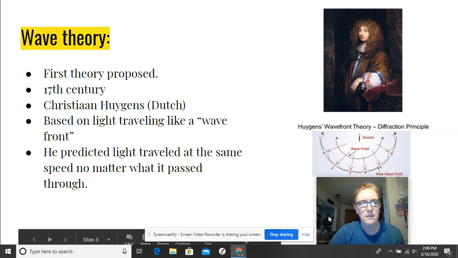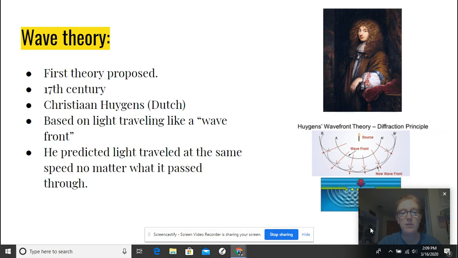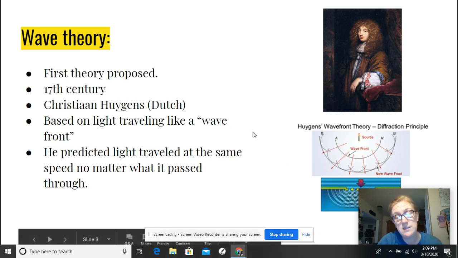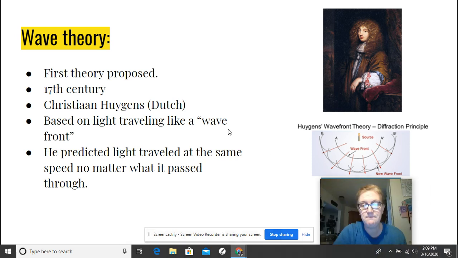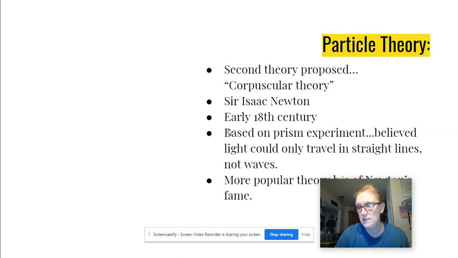Christian predicted that light would travel at the same speed no matter what it passed through. Okay, and he called this the speed of light. So this was a really good prediction, and it's actually true. All light does travel at the same speed. Let's see how much time I've got left here.